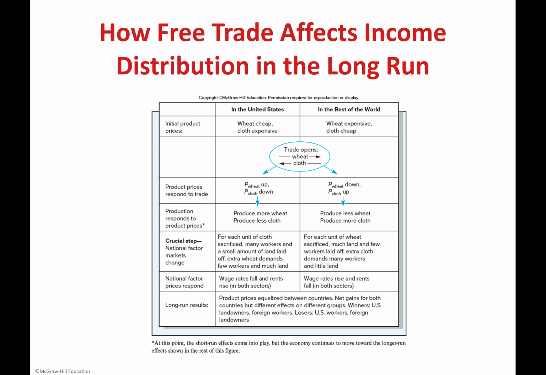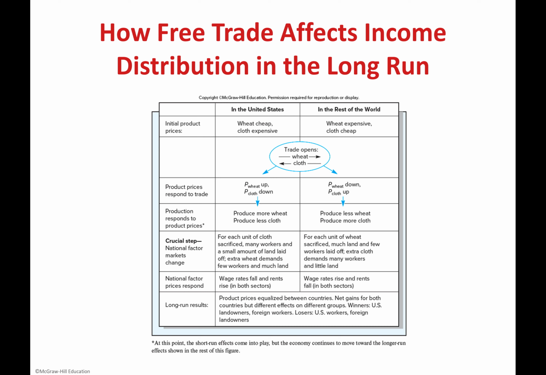So who's going to gain and who's going to lose? Well, there's going to be net gains for both countries, but different effects on different groups. So in the US, the winners are going to be the people who own the land, because suddenly there's a much bigger demand for land, because land is what wheat uses a lot of.